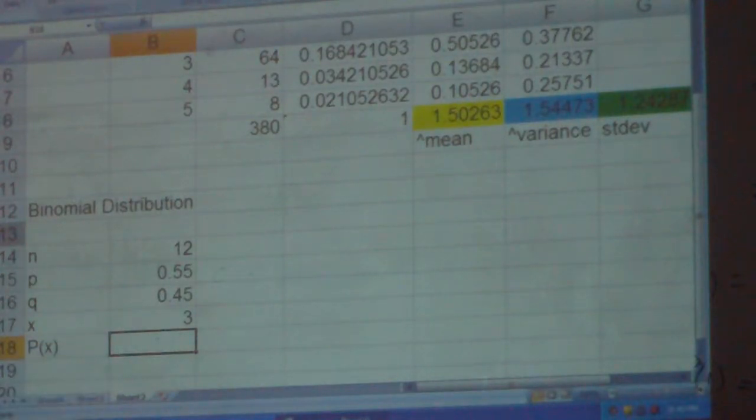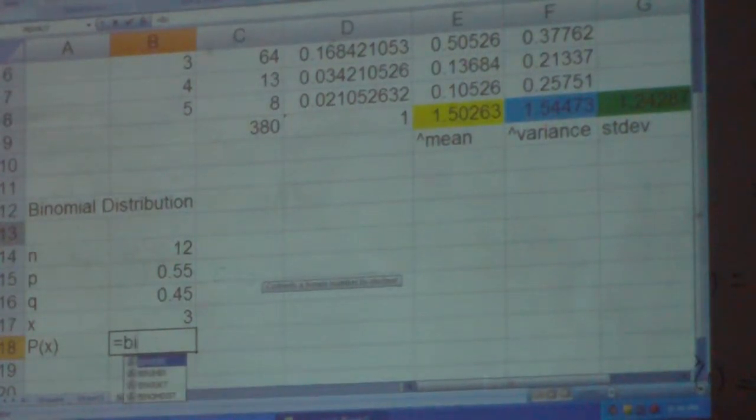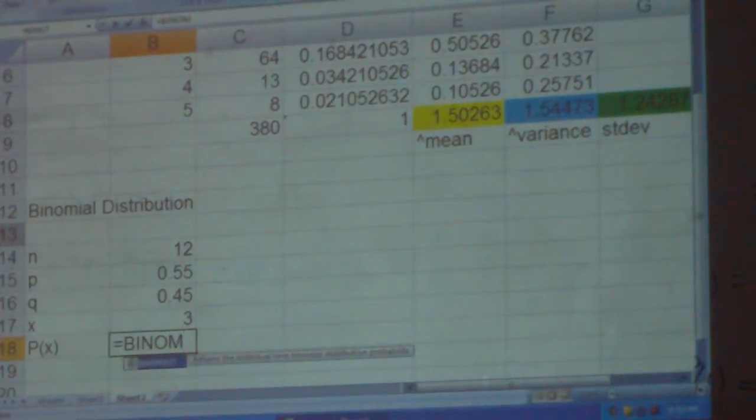But if you're using Excel, you might as well go ahead and use the built-in one, which I'm pretty sure is equals, and then it's B-I-N-O-M-D-I-S-T. Binom dist. Returns the individual term binomial distribution probability. So equals binom dist, parentheses. Now, give me the numbers, trials, probability, cumulative.